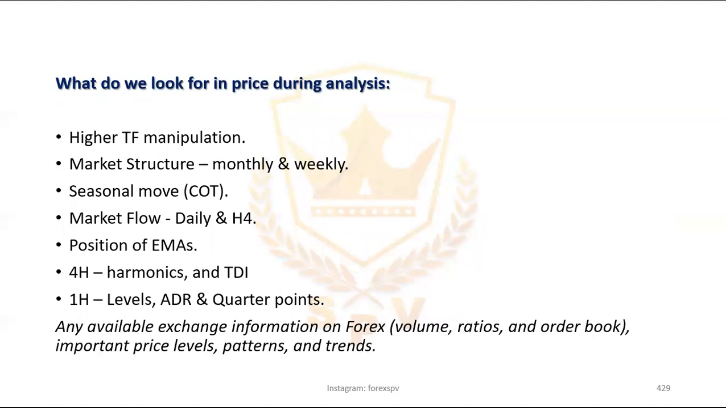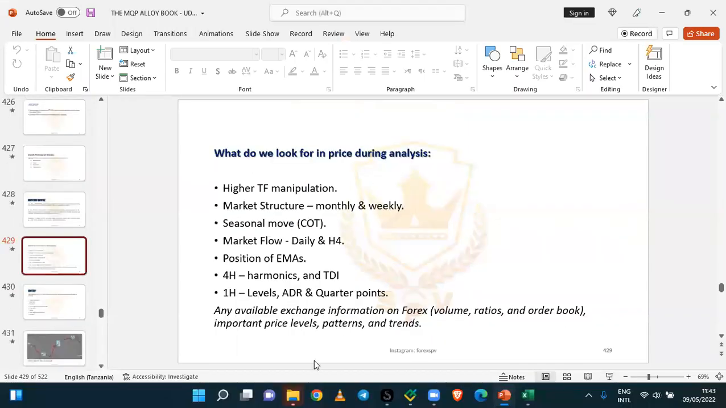The position of exponential moving averages is very important in our time frame. The hour 4 basically looks for any harmonic pattern and what the TDI is telling us. In the hour 1 is where we look for the market maker cycle. The levels, the ADR, and also the quarter prices are well seen on the hour 1, and there is where we make our anticipation. So let's go quickly to the charts.